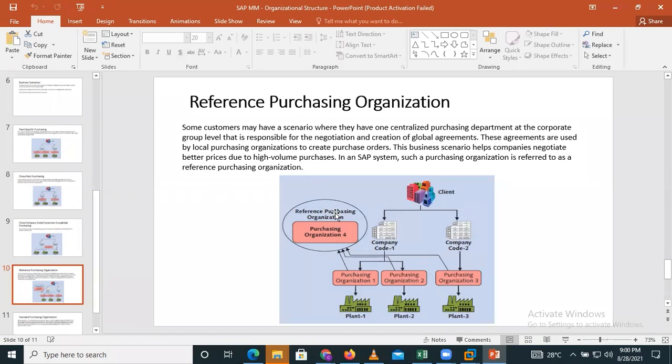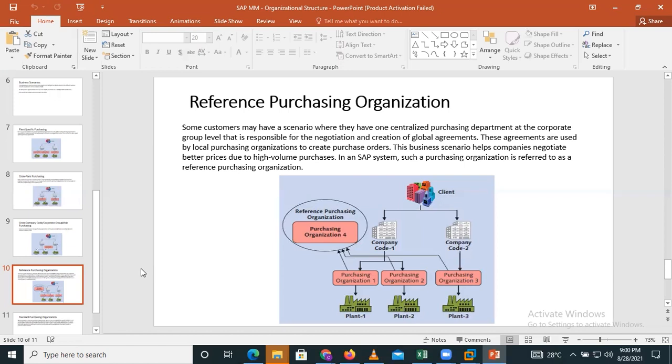There will be one central purchasing organization responsible for negotiating and creating the contracts with the vendor. Whichever contract negotiations are done by this purchasing organization will be used by local purchasing organizations or local purchasing departments. Clear? But this type of reference purchasing organization, we can implement only where the requirement is the same in all the company codes and plants. Am I right?